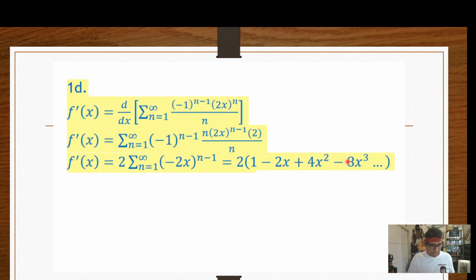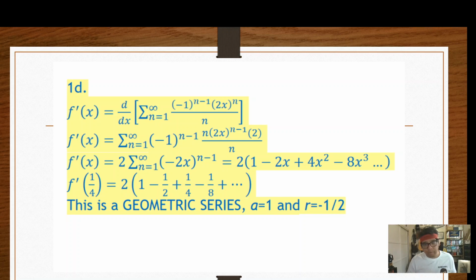All of this is to say that what you're looking at is 2 times the geometric series. The geometric series part has the first term of 1 right over here, and the geometric ratio being negative 2x. Well, if I'm substituting 1/4, negative 2x is going to be negative 2 times 1/4, which is negative 1/2. So what you see here is a first term is 1, and geometric ratio is negative 1/2.